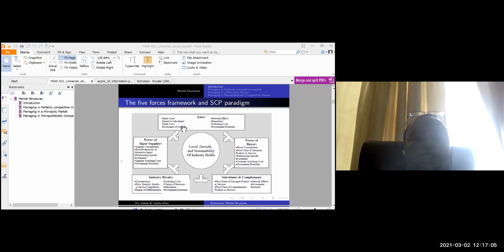Entry costs, speed of adjustment. This I see is very critical. How long will it take you to normalize to become like an average firm in the industry? Will it take you 5 years to normalize, or 10 years to normalize, to become like an average firm? What is the speed?